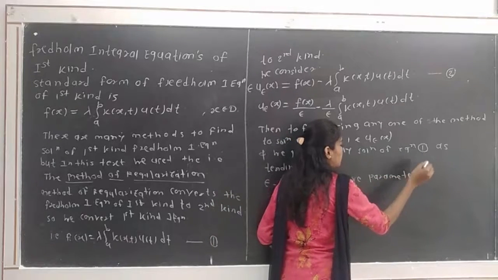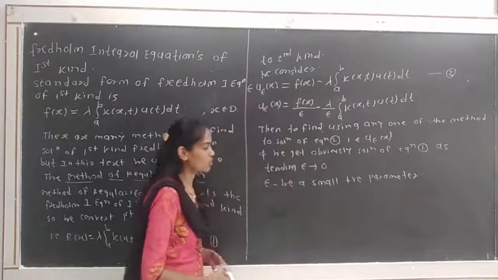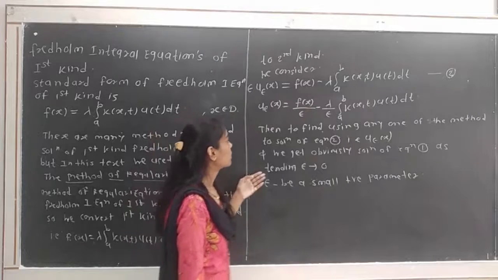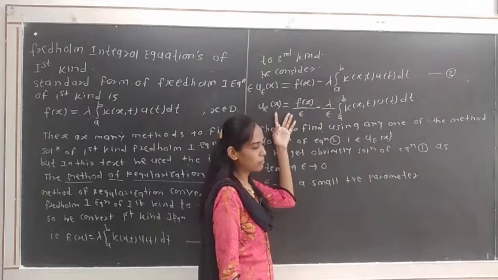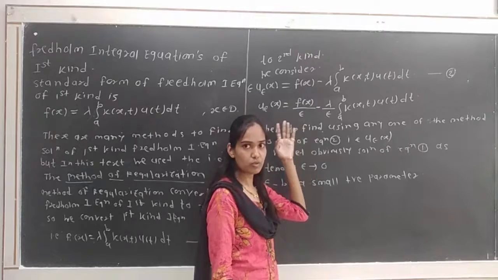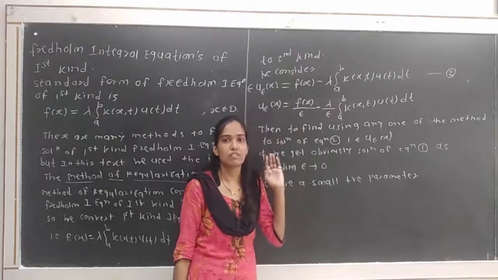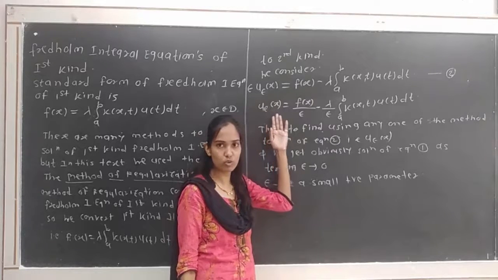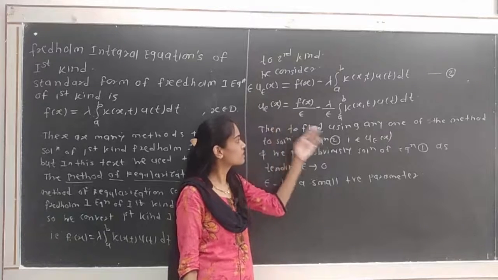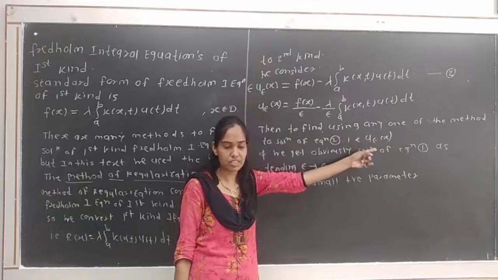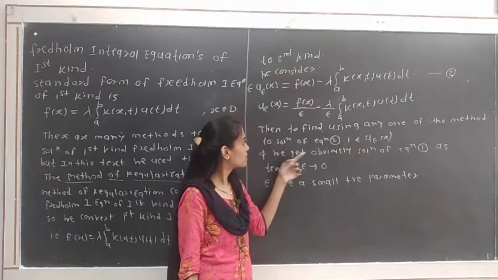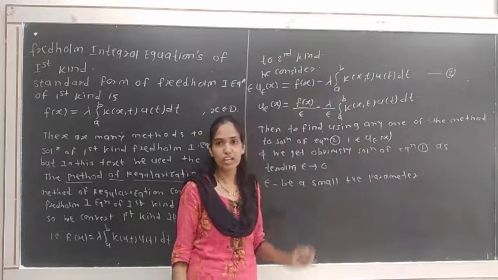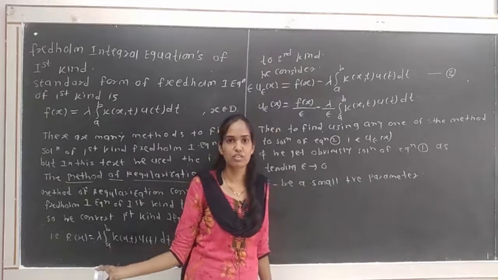Okay, epsilon be a small positive non-zero parameter. Here we use any one of the methods that we discussed in previous lectures. We see all the methods, and using any one of them we find the solution of the second kind equation, that is we get the value of u epsilon of x. If we take this solution as epsilon tends to 0, then obviously we get the solution of the integral equation of first kind.